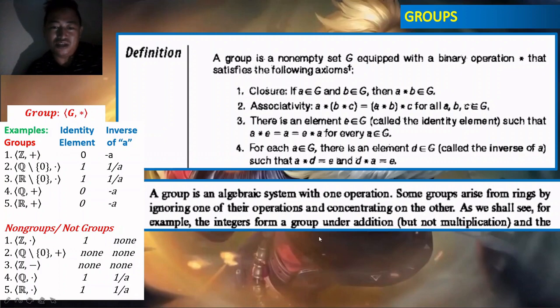So here, integers form a group under addition, so that is Z plus, so it belongs here in the group, but not multiplication. So Z under product is a non-group.